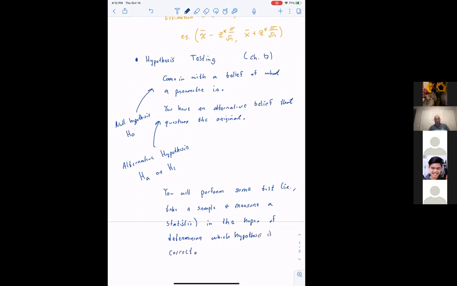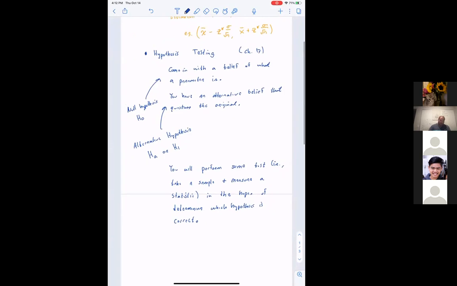In other words, you are going to perform a hypothesis test. So you have this underlying belief, you have this new belief, you take a sample, and hopefully your sample will then determine whether or not the null hypothesis or the alternative hypothesis is correct. So how exactly do we do this?